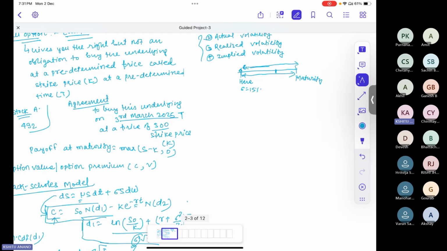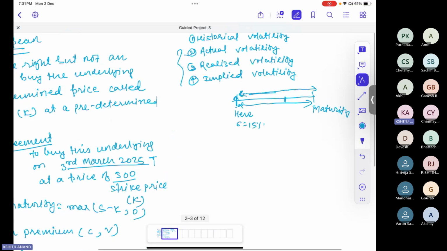If you have a time frame, you can say that in this time frame the volatility was this much. Historical volatility refers to a time frame, but actual volatility refers to a point in time. It is quite difficult to tell the volatility at a point, and that is the problem with the Black-Scholes formula, okay. Got it? Any doubt till now?